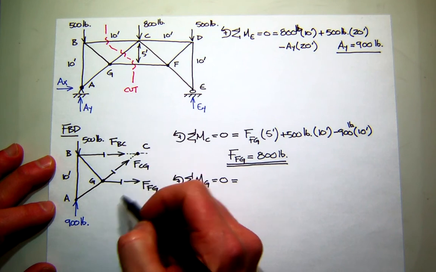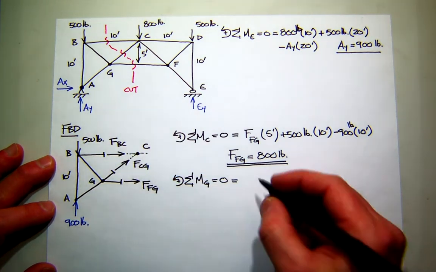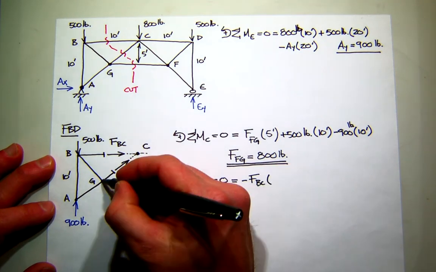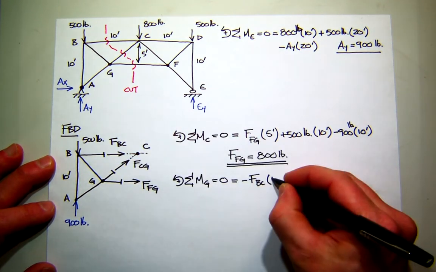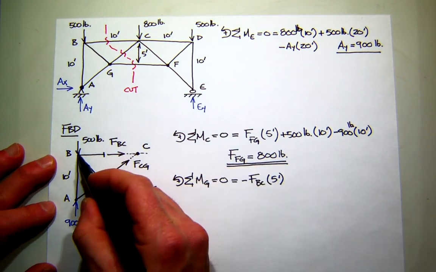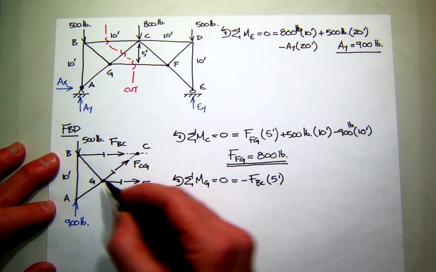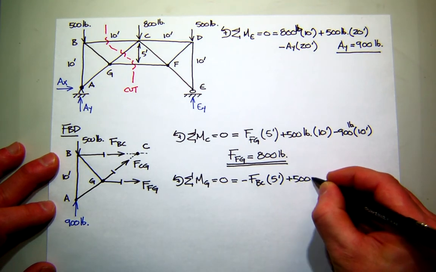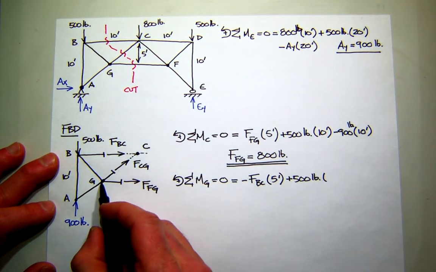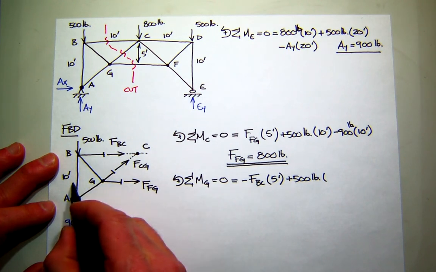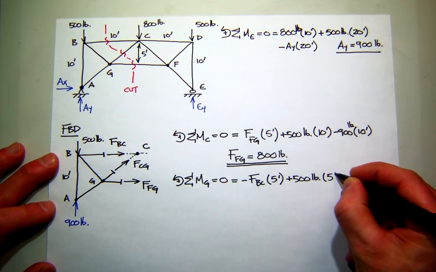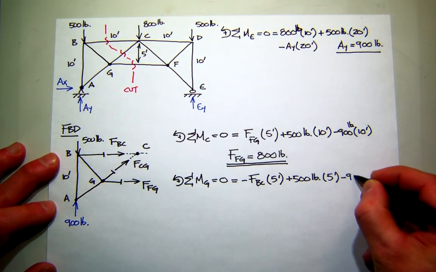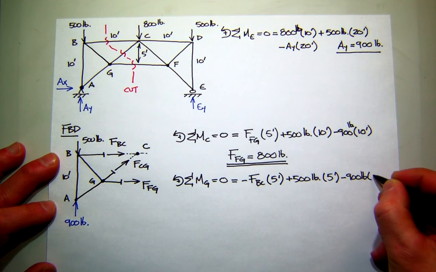So let's go about G. What's the moment of BC about G? Positive or negative? Negative. So it'll be the force in BC. And what's the moment arm? The distance between G? 5. And now let's do the 500-pound force. 500-pound force about G creates positive or negative moment? Positive. And its moment arm is the distance from G to that line of action. Should be half the distance, or 5. And then I have the 900-pound force creating negative moment, also 5 feet.